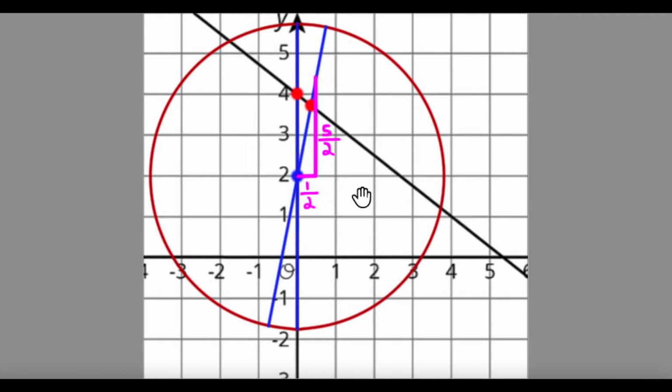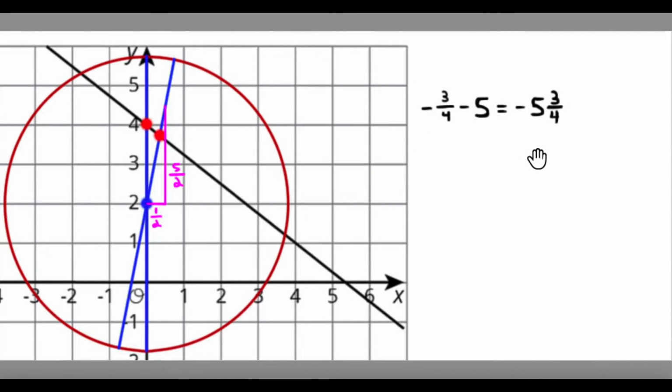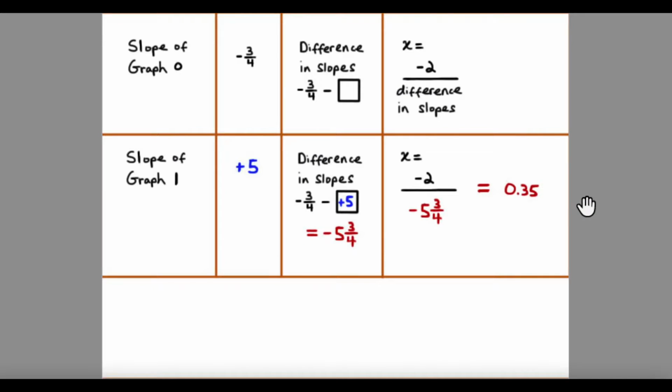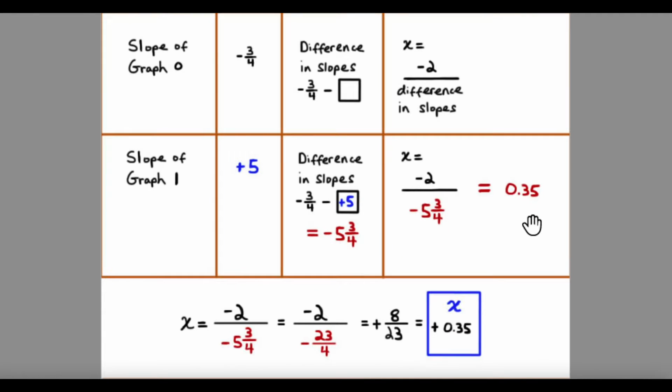And then I show you the slope of the second graph. You already know the slope of the first graph. It's negative 3/4. So I show you the slope of the second graph and the calculation of the difference in the slope between the first graph and the second graph. And then that difference on a number line. And then the calculation of x, taking the difference in the slope and dividing negative 2 by that difference gives you the value of x, and then more detail on that calculation.